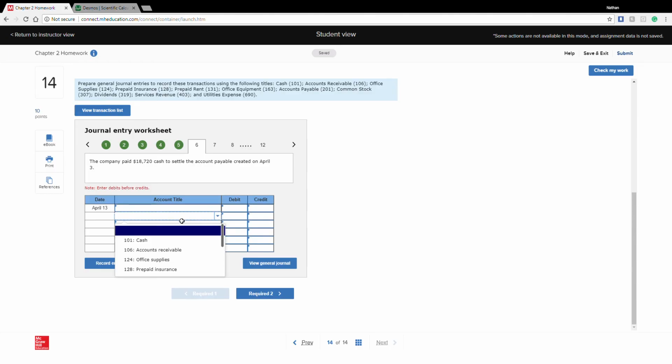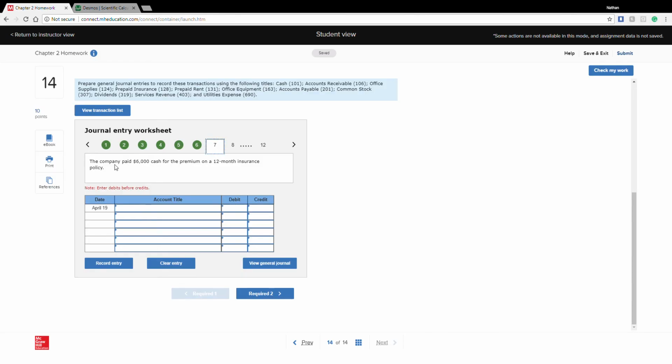So again, cash got hit by $18,720. We lost that amount, but we paid our bill. Since our bill is in accounts payable, we just put that as a debit. We decrease accounts payable. So both account types get decreased in those transactions.